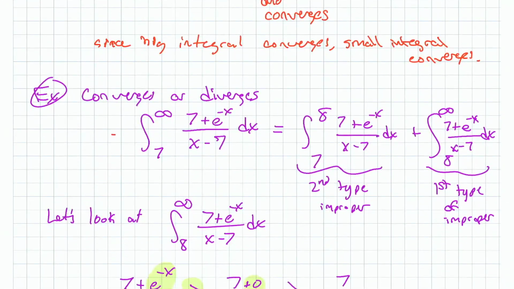So what can we say about the whole thing? The original one diverges. We don't need to check the other one, right? We only did this one, but we don't need to do the other one because remember, if one of them diverges, the whole thing diverges. You don't need to keep going. Okay, so let's see here.